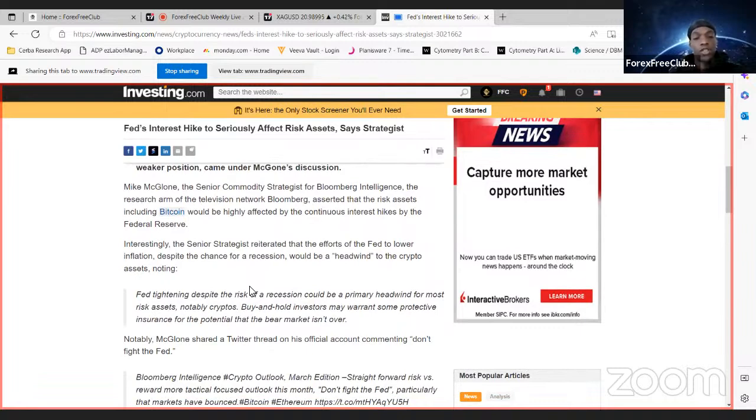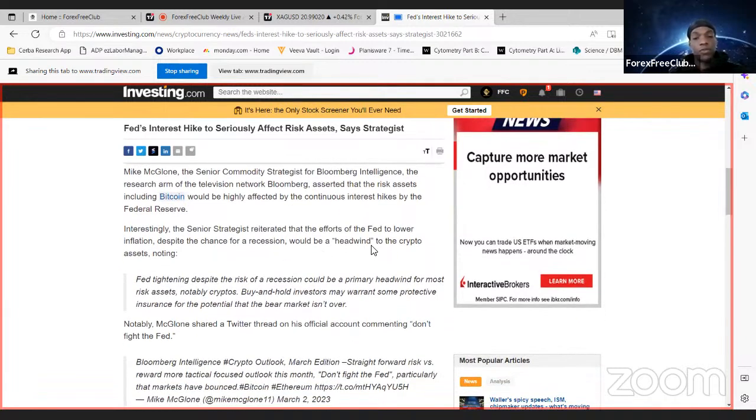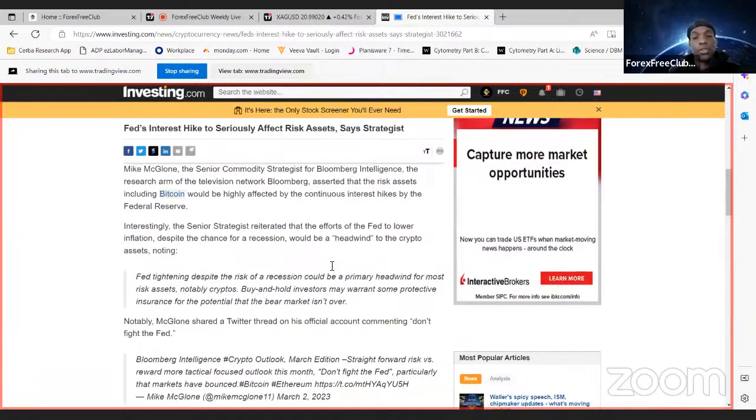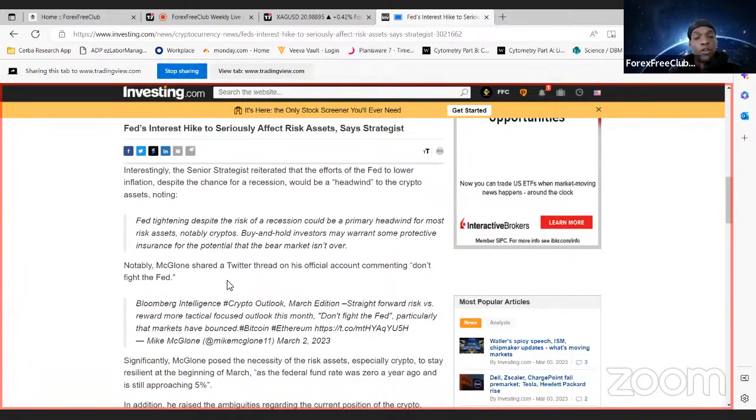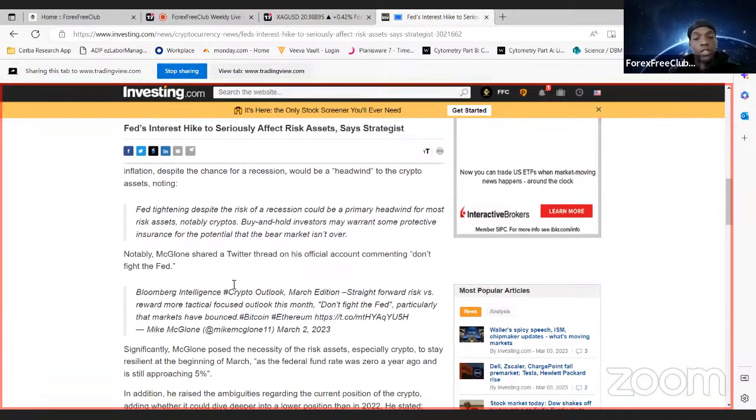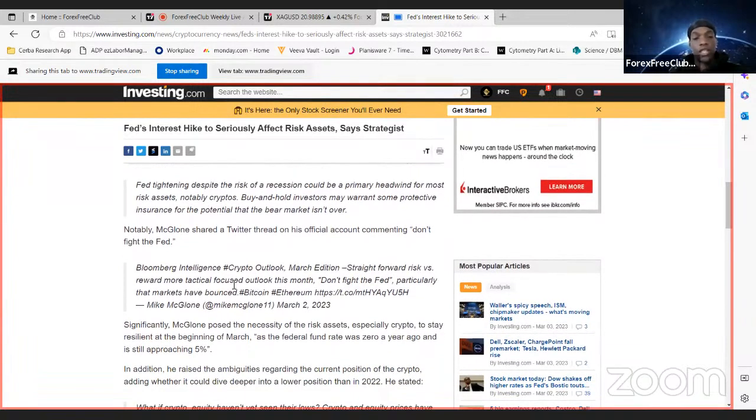Interestingly, the senior strategist reiterated that the efforts of the Fed to lower inflation despite the chance for recession would be a headwind to the crypto assets, noting Fed tightening, despite the risk of a recession, could be a primary headwind for most risk assets, notably cryptos. Buy and hold investors may warrant some protective insurance for the potential that the bear market isn't over. Notably, McGlone shared a Twitter thread on his official account commenting, "Don't fight the Fed."